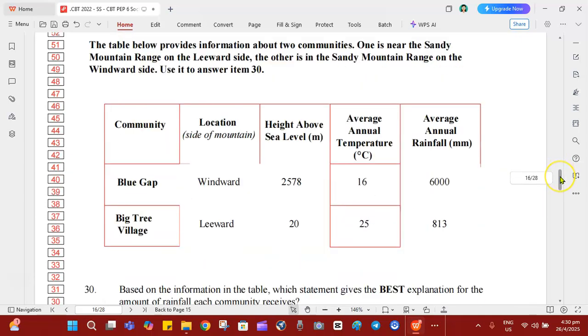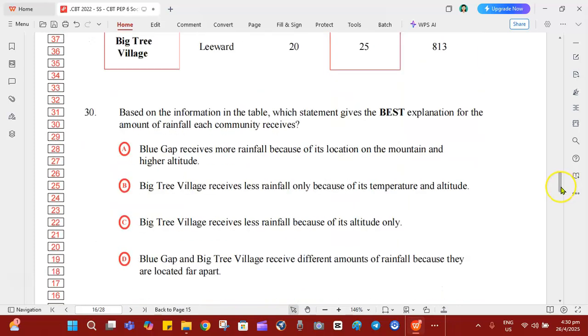All right. So we have two mountain communities here: Blue Gap and Big Tree Village. Location, which is on the side of the mountain: Blue Gap is on the windward side, so it's over in the east end. Big Tree is on the leeward side over to the west. Then height above sea level, average annual temperature, and average annual rainfall, you can see them here and see their differences.